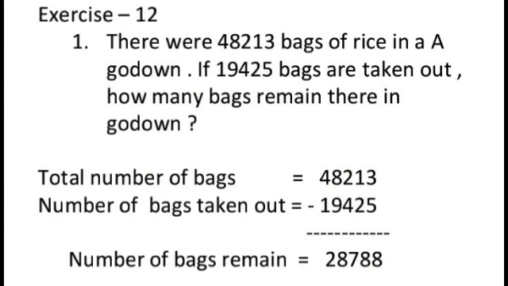It is word sums. There are 48,213 bags of rice in a godown. If 19,425 bags are taken out, how many bags remain in the godown? First, you have to write the total number of bags, then the number of bags taken out. Then we subtract both the numbers, we get the answer, the number of bags remaining, that is 28,788.